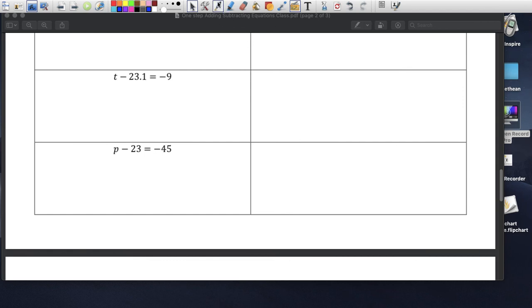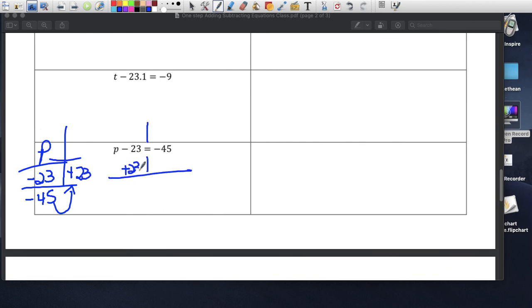Last one. P minus 23 equals negative 45. Going back here, we're going to get plus 45. So we have to do the inverse operation. Oh, but why did I get no. It's plus 23, sorry. So show that. Plus 23, plus 23. These two go away. P comes down, and negative 45 plus 23, there's more negative, so that's going to give me negative 22. That's my answer.